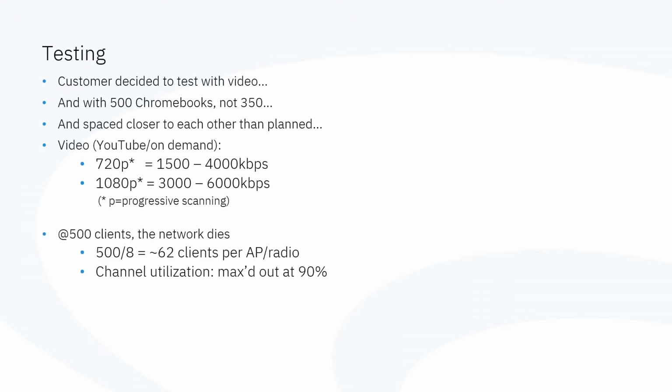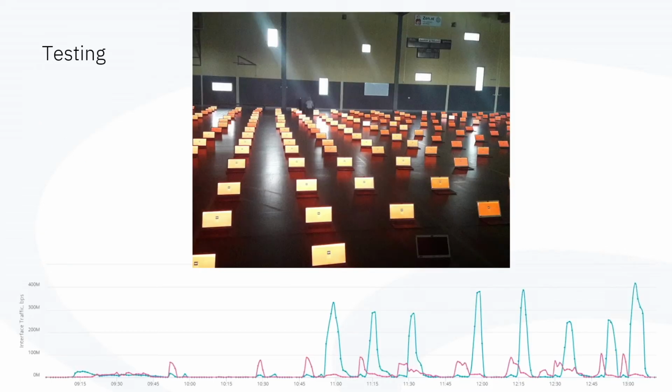At 500 clients, the network pretty much died on us. This is a lot more than we anticipated. So we're over 60 clients per radio and per AP, and channel utilization simply maxed out at 90%, which basically means your Wi-Fi network is dead. When we lowered the clients to 250, so about half, but again with video, it kind of works.